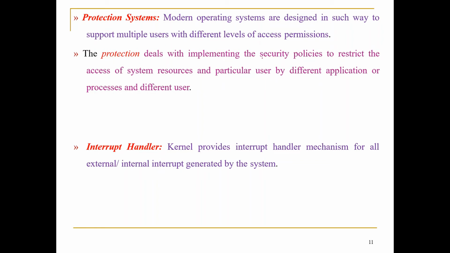The protection deals with implementing security policies to restrict the access of system resources to particular users, applications, or processes. So here the protection system will be deciding who will have access to which data. How many users are going to have access to what kind of data? Whether it is going to have access to the primary memory, whether it is going to have access to the secondary memory, how many people can change it, how many people can just view it, how many people can edit it. That is all done by the protection system. Remember, all these tasks are done by your operating system. So think of the advantage.